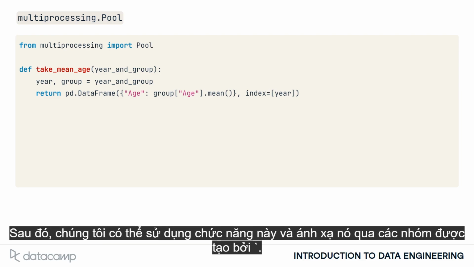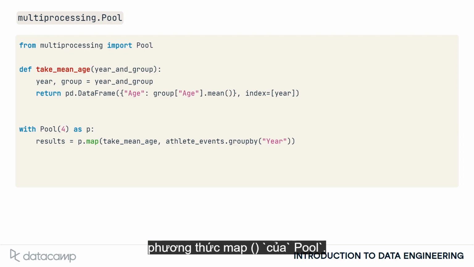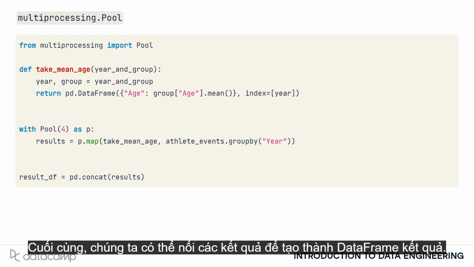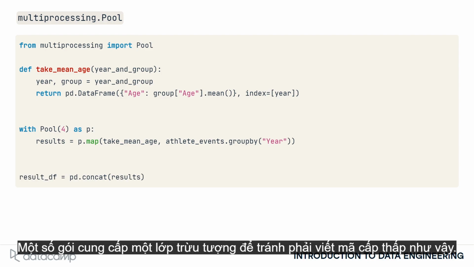We can then take this function and map it over the groups generated by the .groupBy using the .map method of pool. By defining 4 as an argument to pool, the mapping runs in 4 separate processes and thus uses 4 cores. Finally, we can concatenate the results to form the resulting data frame.